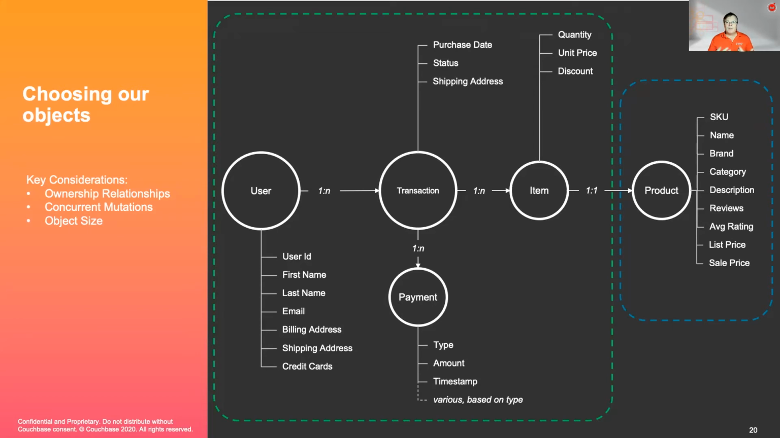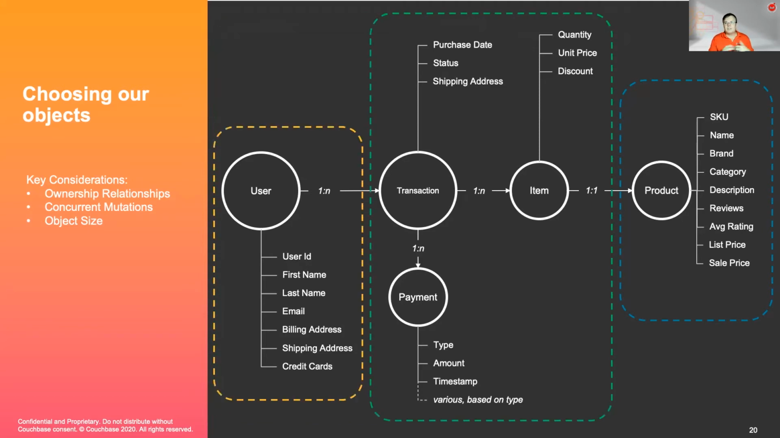Also, there may be other things that the user does other than transact orders. So we don't necessarily want to clutter up the user document with just transaction stuff when the user may be doing other things as well. So for these reasons, it seems that the best choice is to leave the user as a separate object.